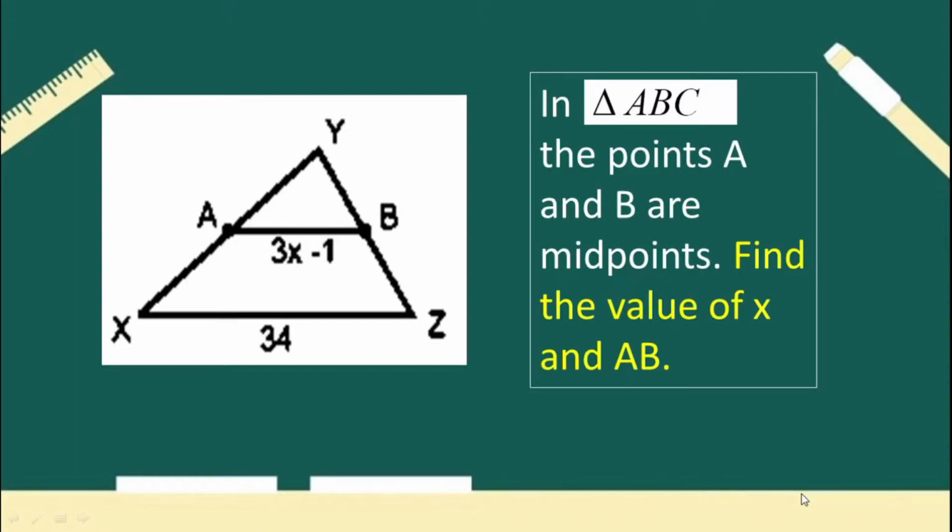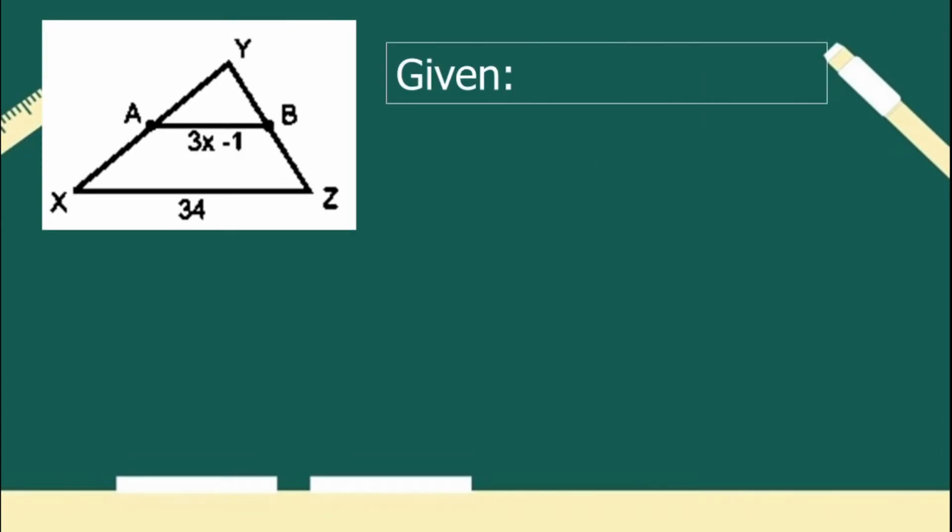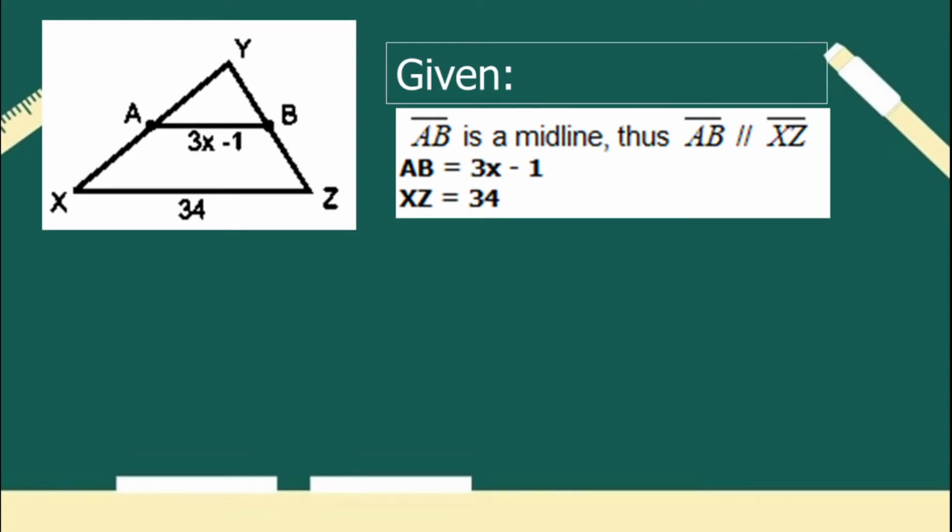For the next example, in triangle ABC, the points A and B are midpoints. Find the value of x and AB. So we are given that segment AB is a midline. Thus, by midline theorem, segment AB is parallel to segment XZ. We are also given that AB is equivalent to 3x minus 1 and XZ is 34.